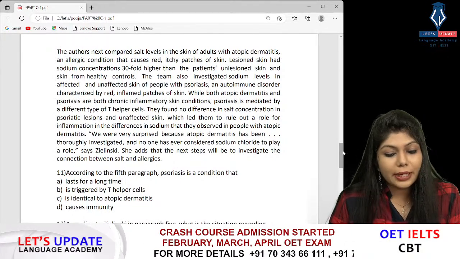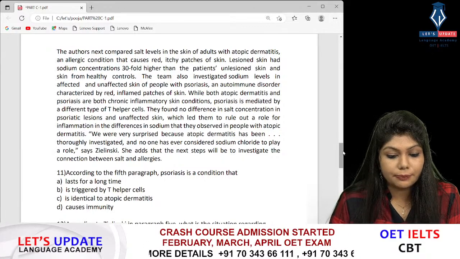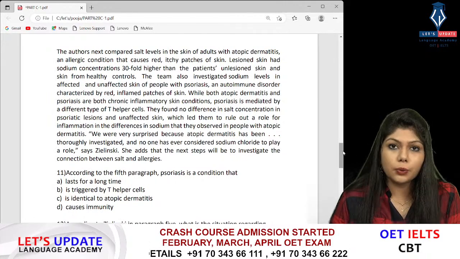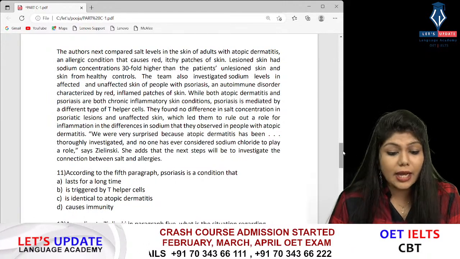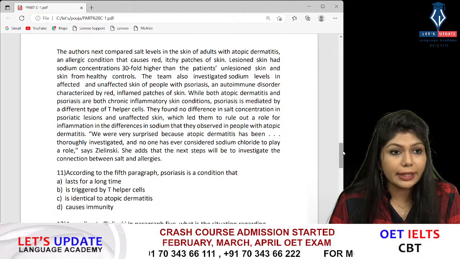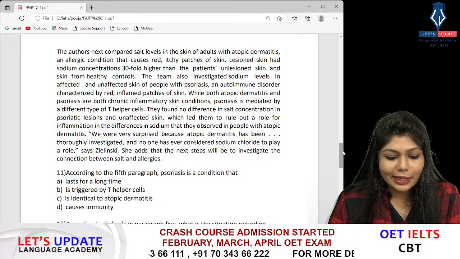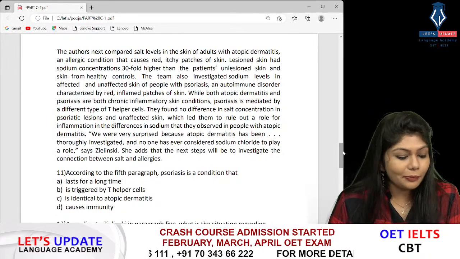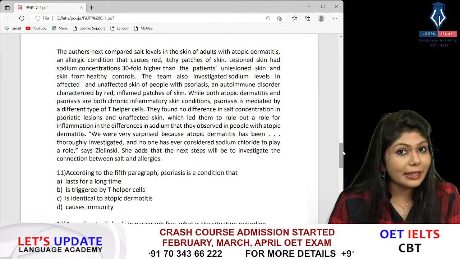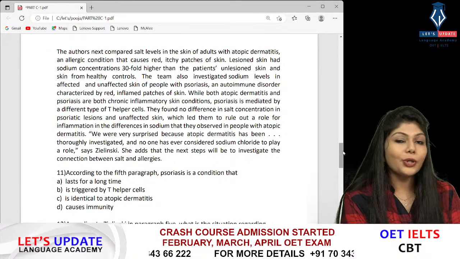We were very surprised because atopic dermatitis has been thoroughly investigated and no one has ever considered sodium chloride to play a role, says Zelensky. She adds that the next steps will be to investigate the connection between salt and allergies. So that's our paragraph. And please put your choice of answers in the comment section on Facebook, and I shall read out your answers. So, what do you think the answer is?